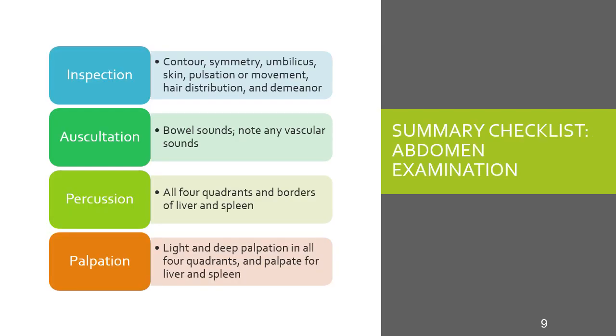As far as our objective history goes, we are going to change up the order a little bit. We're going to do inspection first, and then auscultation, then percussion and palpation. The reason that you need to auscultate before you percuss or palpate is because palpation will increase bowel sounds, and you will get falsely normal or hyperactive bowel sounds on the patient.